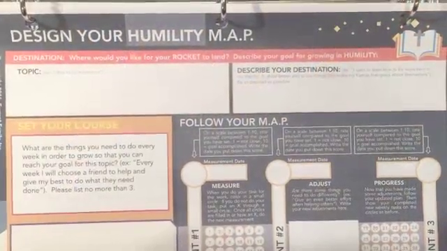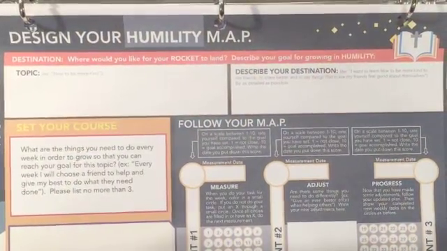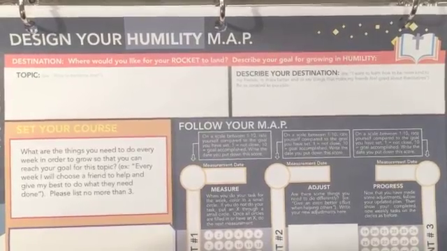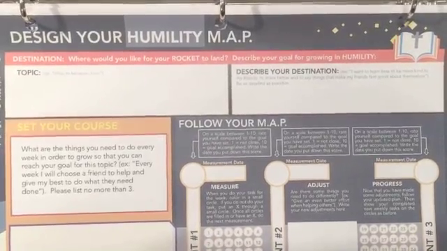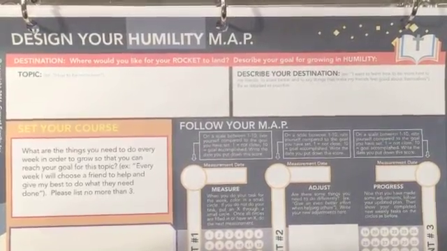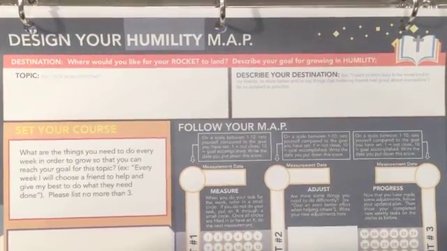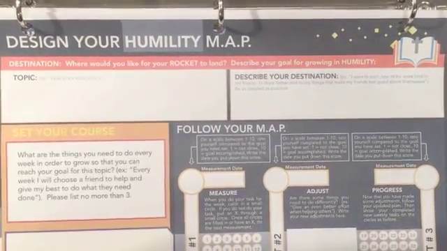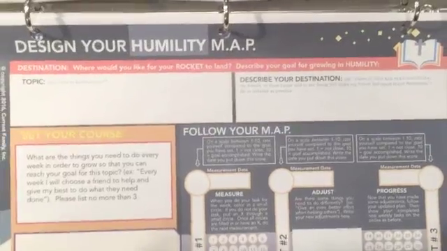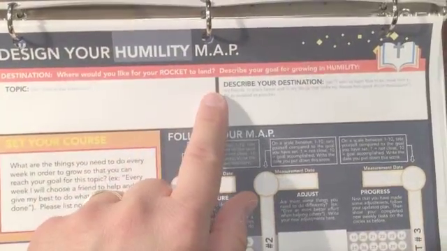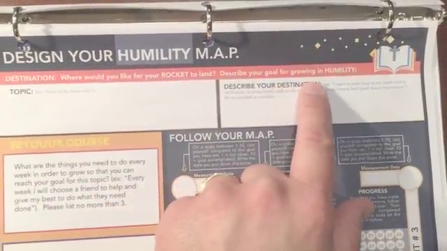So we've designed our Quest navigational maps to basically mimic a kind of map we would use to, say, go on vacation. So we have destination, course, and so on, all the same type of terminology. So for example, we begin every map with a destination. Where would you like for your rocket to land? Describe your goal for growing in humility.